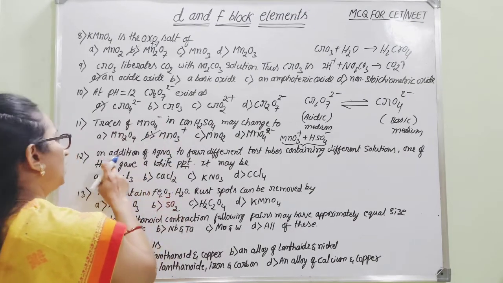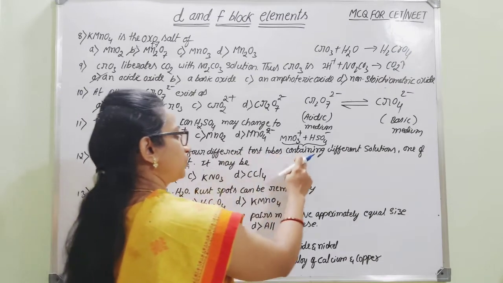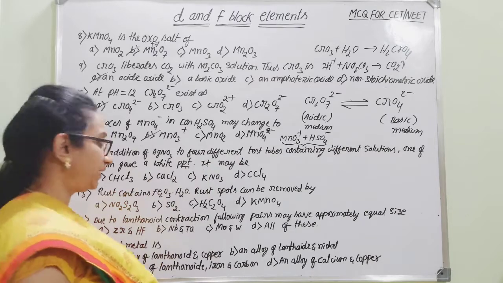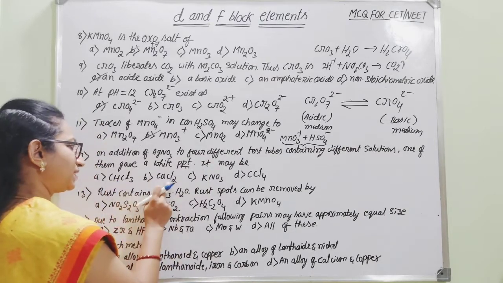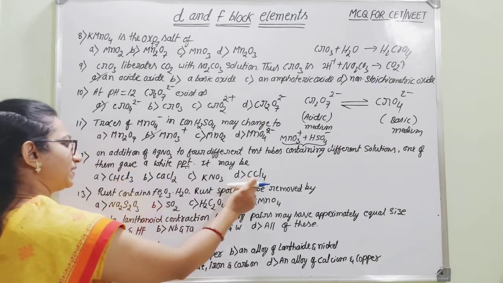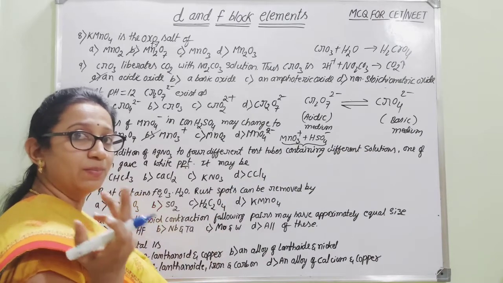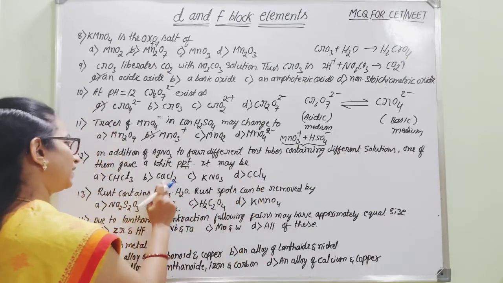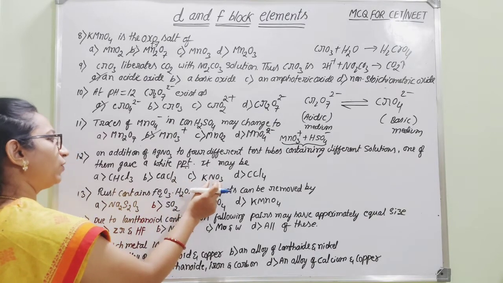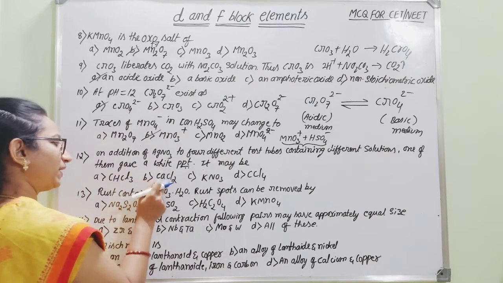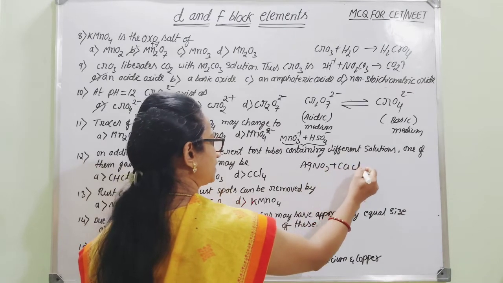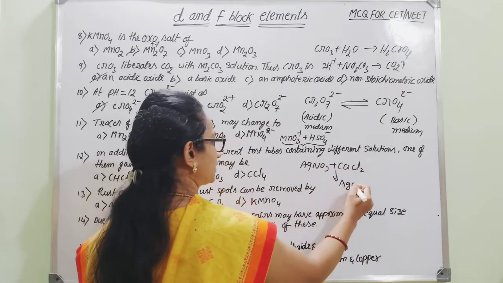The next question: on addition of AgNO3 to 4 different test tubes containing different solutions, one of them gave a white precipitate. It may be CHCl3 or CaCl2 or KNO3 or CCl4. We can remove CHCl3 and CCl4 because they are covalent in nature. There is no possibility for the liberation of Cl⁻. And KNO3 will not react with AgNO3, and the remaining option will be CaCl2, because AgNO3 can easily react with CaCl2 to give a precipitate of silver chloride.